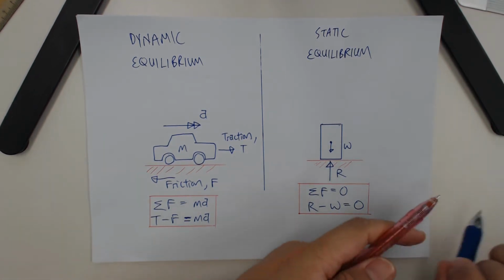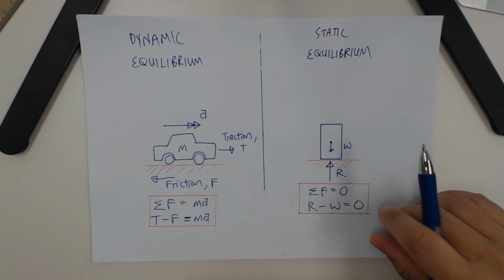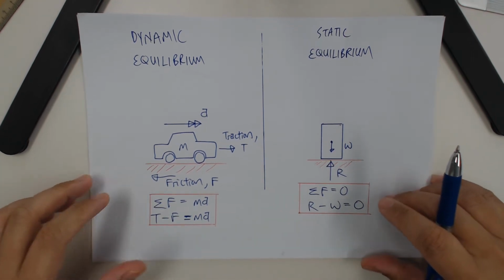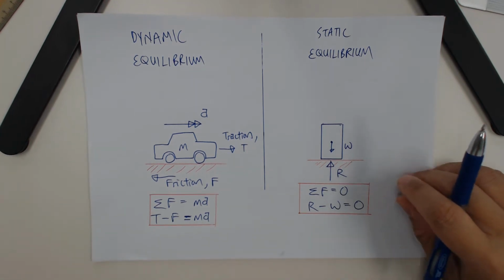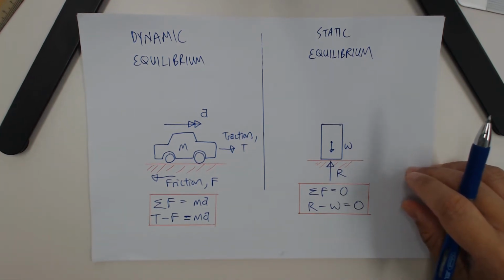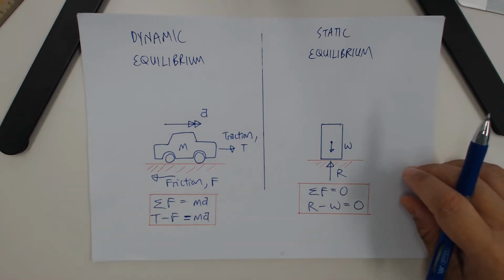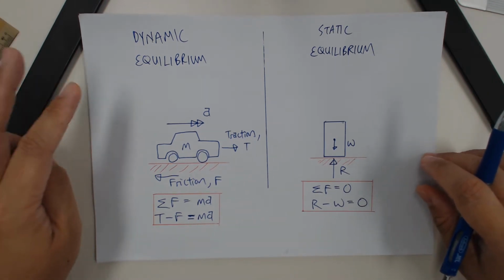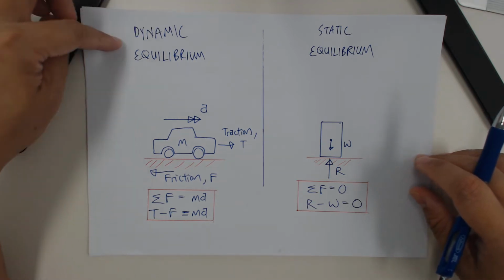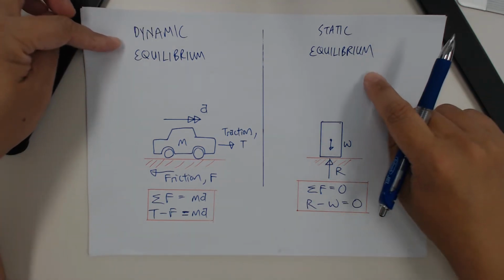Hi, let's talk about equilibrium today. When an object is in equilibrium, it basically means that the sum of its forces will balance out. So what do I mean by that? There are two cases. The first case is dynamic equilibrium. The other case is static equilibrium.